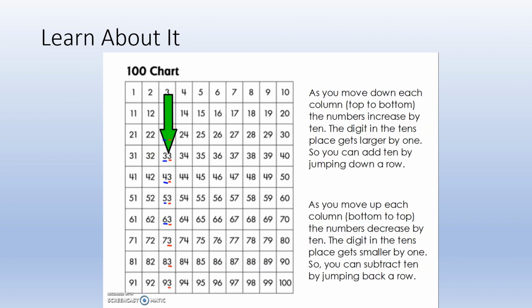As we move up each column from bottom to top, the numbers decrease by 10 or get smaller. The digit in the tens place gets smaller by 1. And again, the digit in the ones place remains the same. So over here, you can see that all of the numbers in this column have a 9 in the ones place. And the tens place is decreasing by 1. 6 tens, 5 tens, 4 tens, 3 tens, 2 tens, 1 ten, and no tens. So we can subtract 10 by jumping back a row.